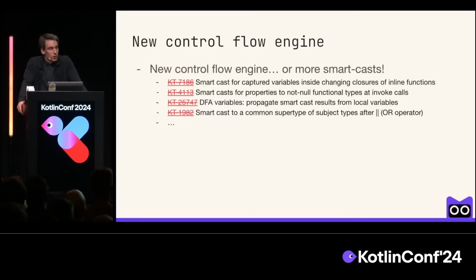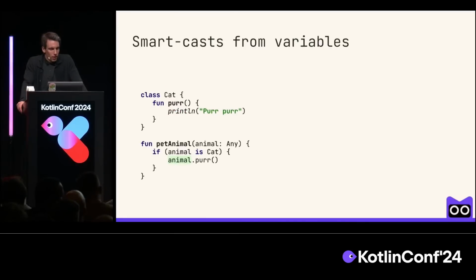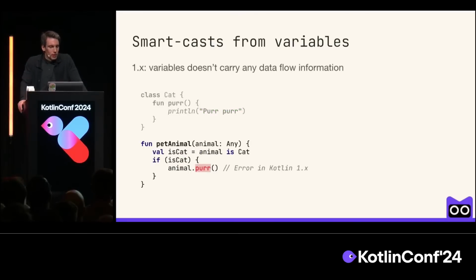The next big thing is our new control flow engine that helps us predict code behavior. In terms of Kotlin, it means that we'll get more smart casts. Let's see a few particular examples. This is very common code. We have the class Cat with a single method, and in the function petAnimal, we check if our object is a cat, then we can safely invoke its method. Pretty straightforward. One missing piece here is that if we extract the check to a variable, we'll get an error that we can't call the method anymore.